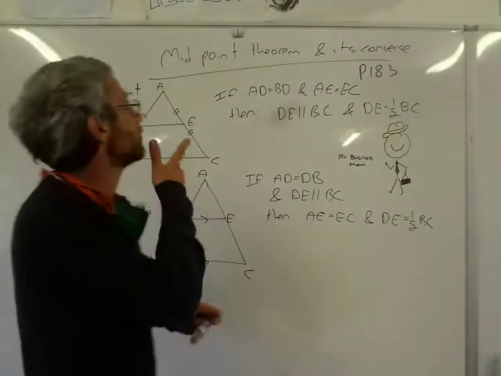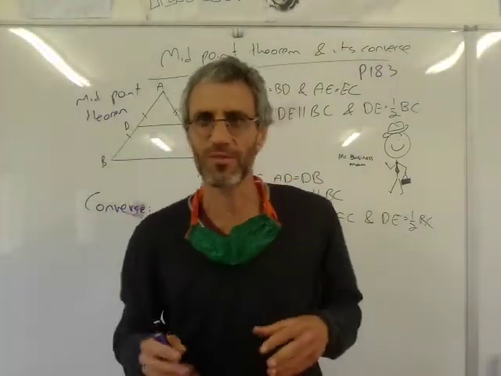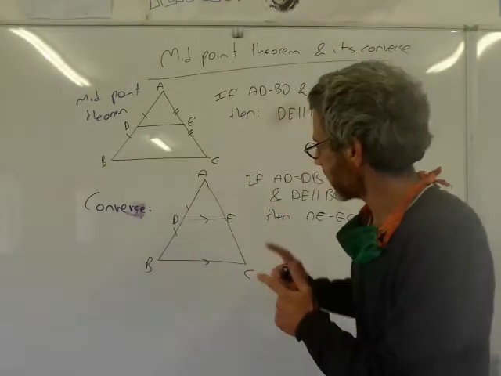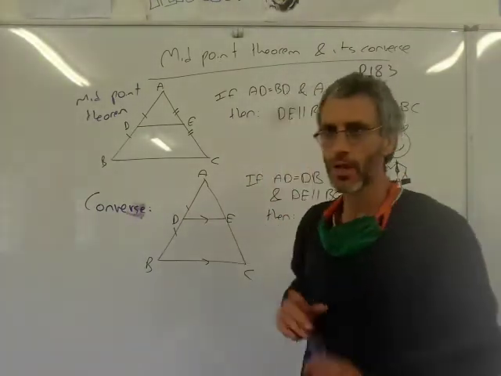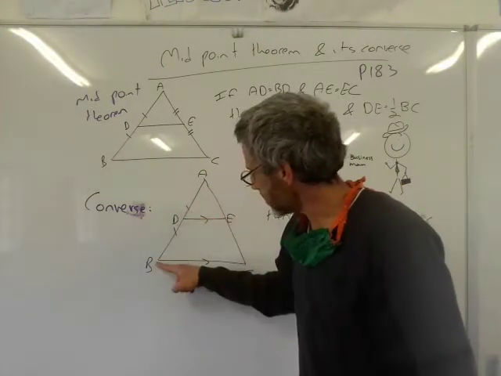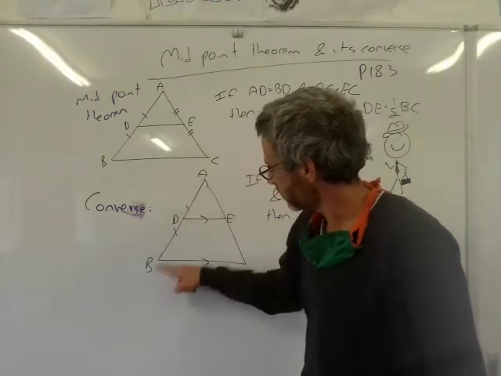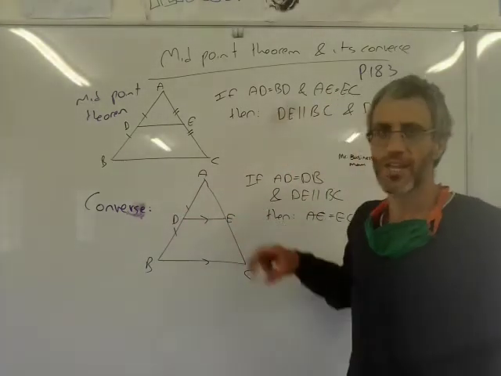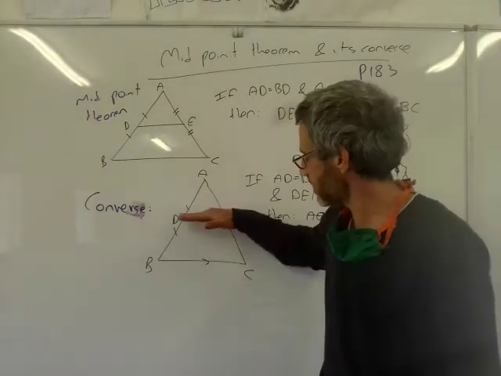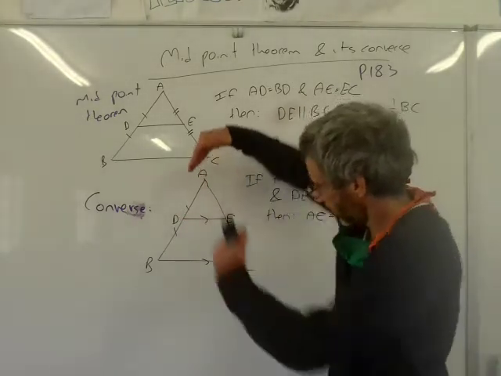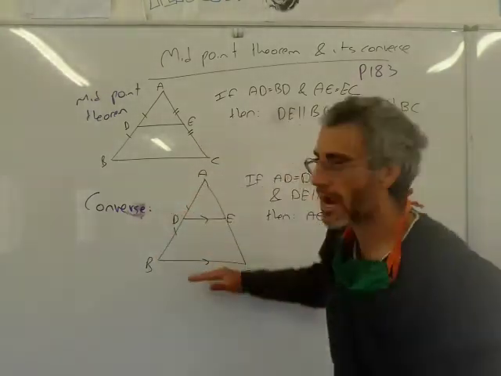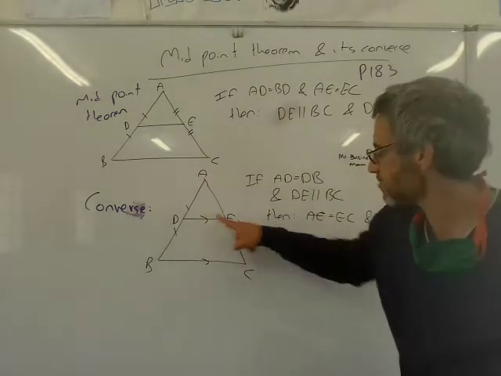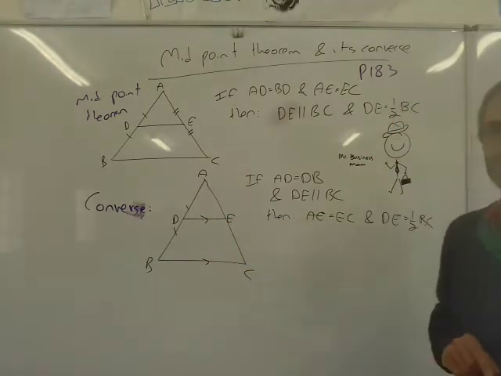The converse of the midpoint theorem, not exactly converse, but maybe another version of it, starts slightly differently. Again, I've got a triangle, and I know that AD equals BD, so the line DE halves line AB. I don't know anything about AE and EC, that they're equal to each other. What I do know is that these two lines are parallel. So if these are equal and these are parallel, that tells me that AE is equal to EC, and again, DE will be equal to half BC.